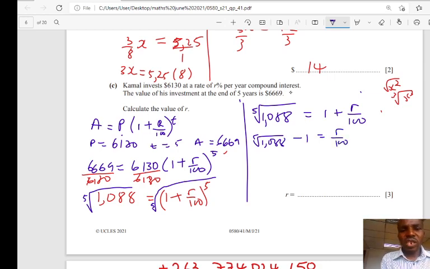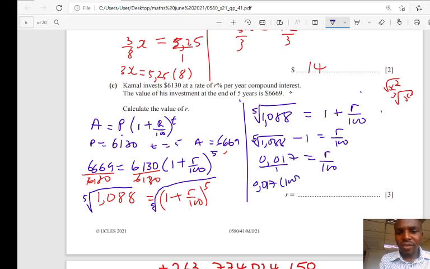Then let's just punch this in the calculator. Fifth root of 1.088, then minus 1. 0.017 equals R over 100. Then after that, you cross multiply or multiply by 100. You say 0.017 times 100 equals R. Then what will be your R here?